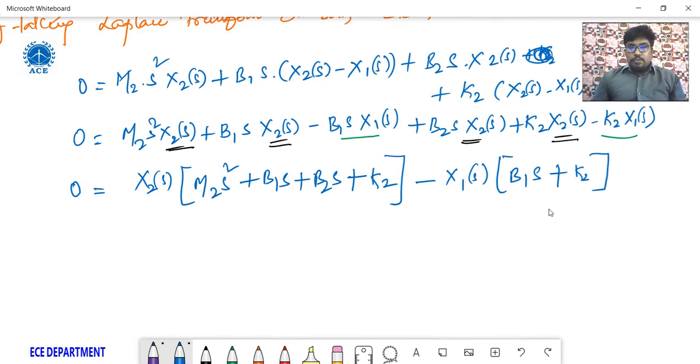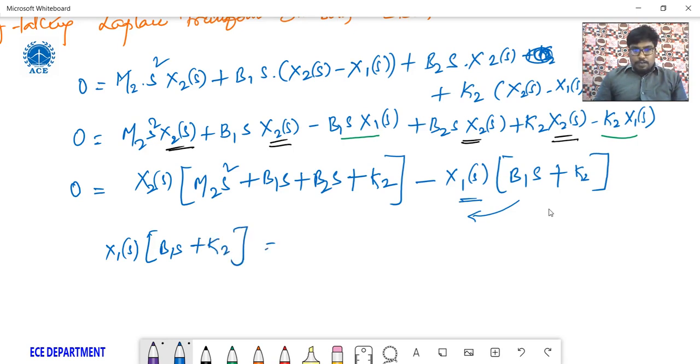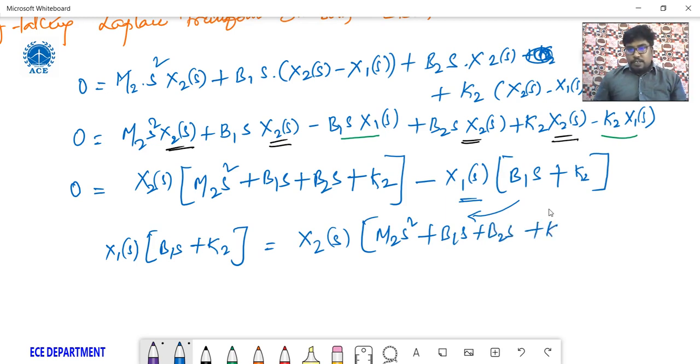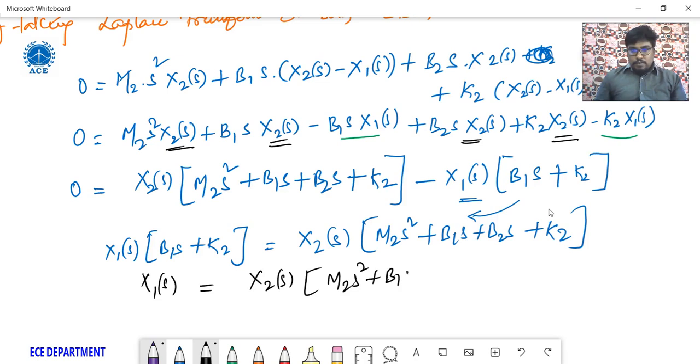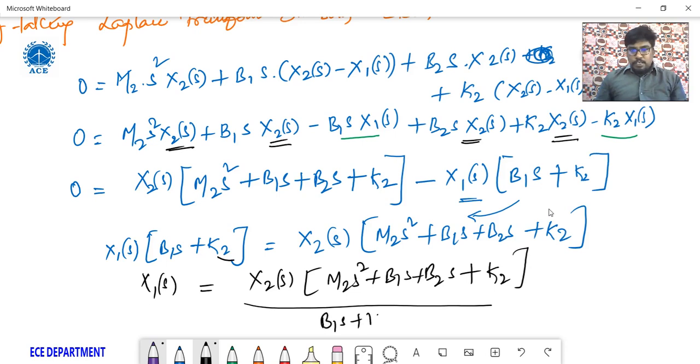Now we take this value on the left hand side. Therefore, x1 of s into b1 s plus k2 is equal to x2 of s into m2 s square plus b1 s plus b2 s plus k2. Here I would like to take the x1 value. So x1 of s becomes x2 of s into m2 s square plus b1 s plus b2 s plus k2, divided by b1 s plus k2.